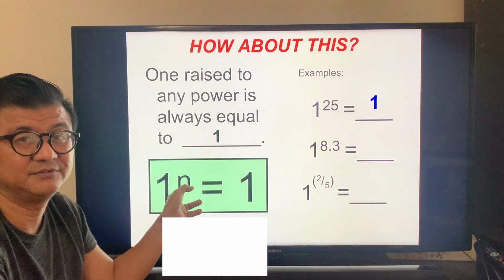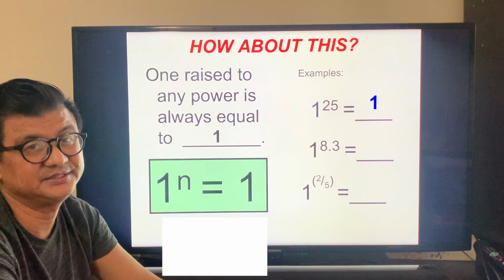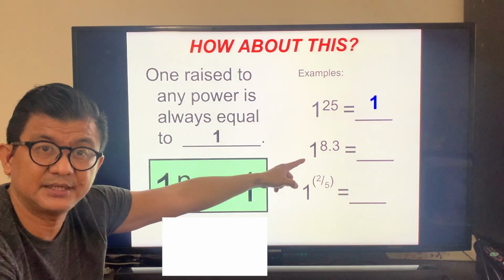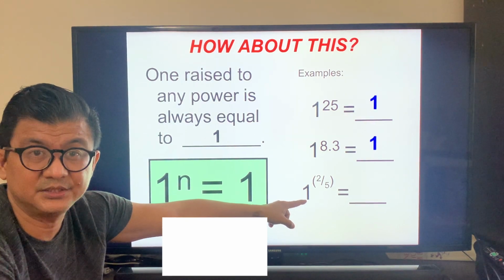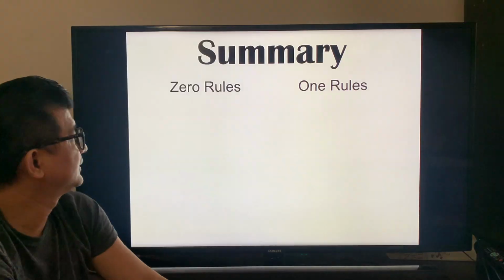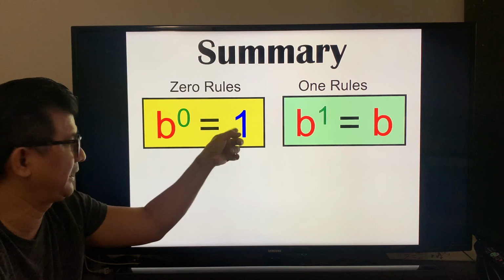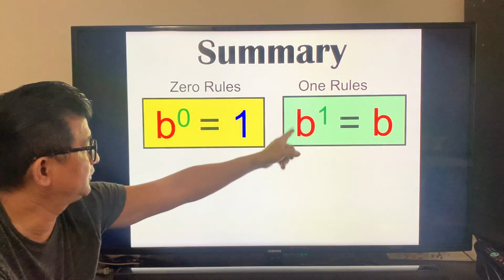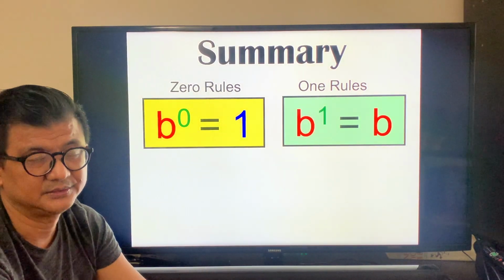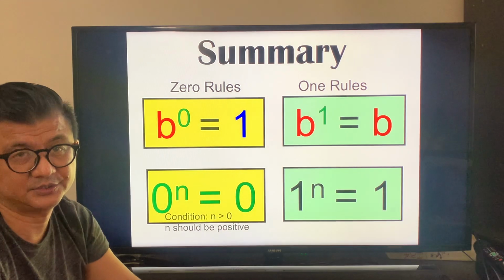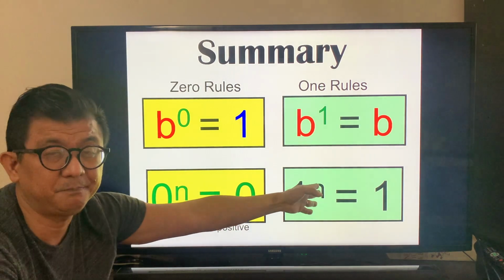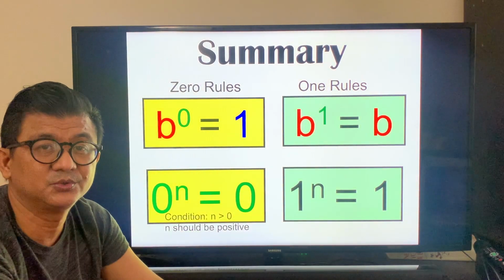Even though that's a negative, yes, negative is allowed there. If the exponent is a decimal, don't worry, it's still a 1. If the exponent is a fraction, don't worry, it's still a 1. Okay, summary: b to the 0 power is 1, but b to the first power is still b. Now, let's put it as an exponent. 0 to the n power is 0. 1 to any power n is always equal to 1.